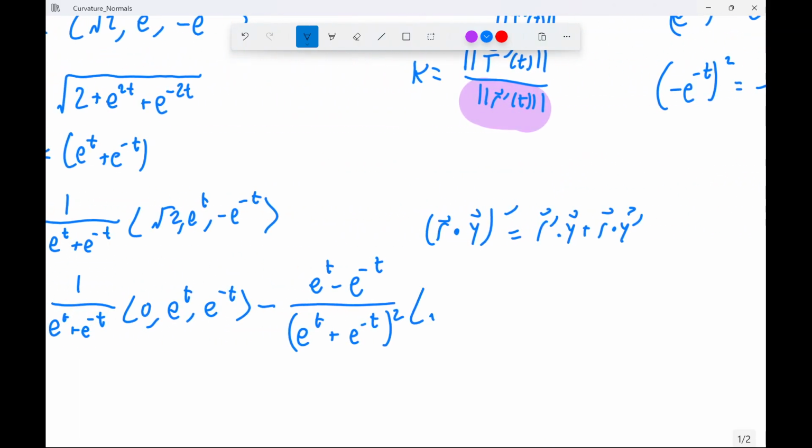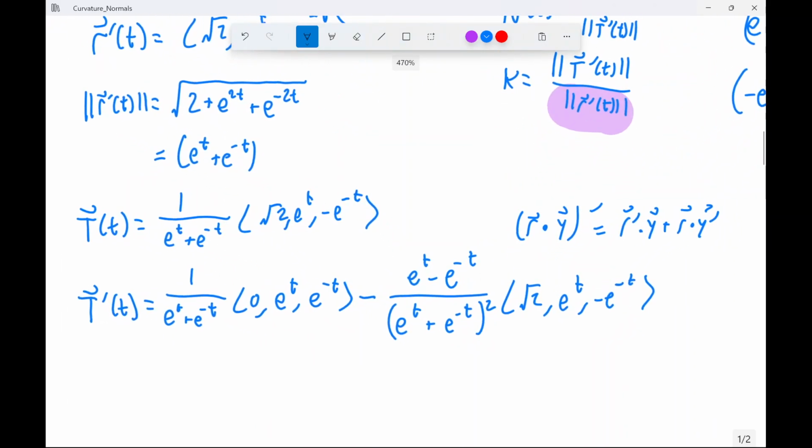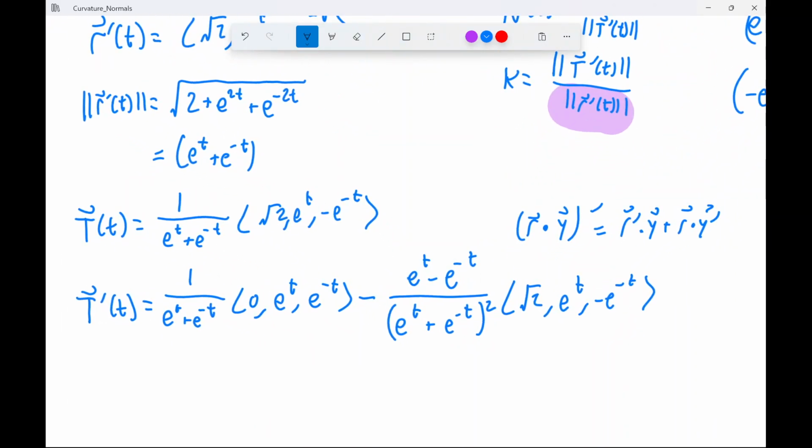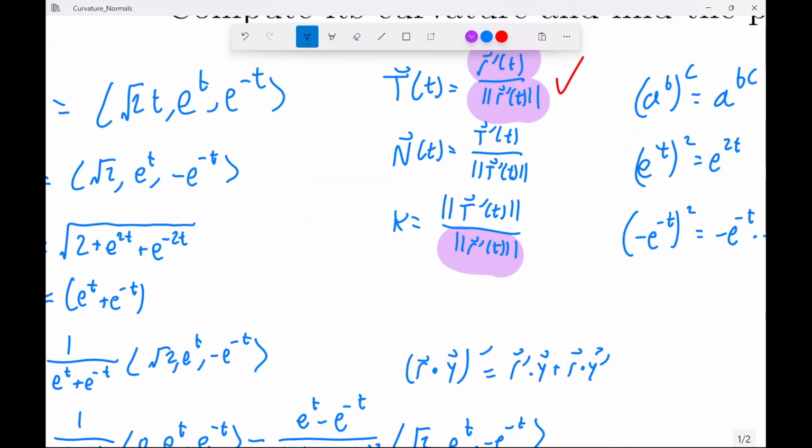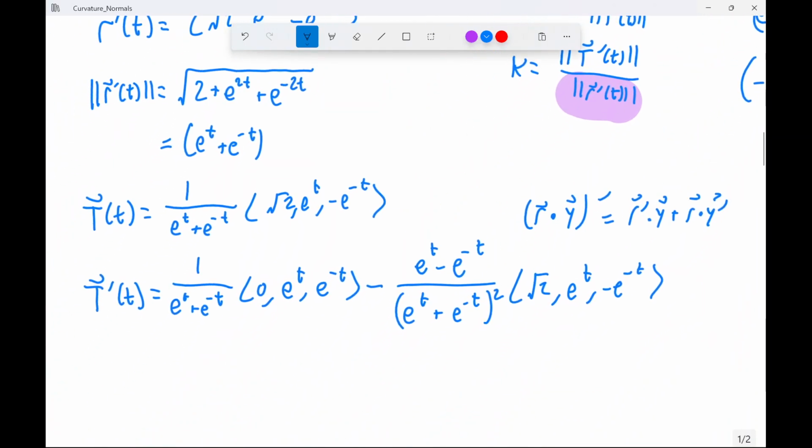And then don't forget this part. Okay, so that's my product rule. I just did first times derivative of the second, which is this term, plus second times derivative of the first, which is this term. So it's a little bit ugly, but we can do it. Okay, so now we have this, and we're almost done. Now to get these last two numbers, we need the length of t prime.